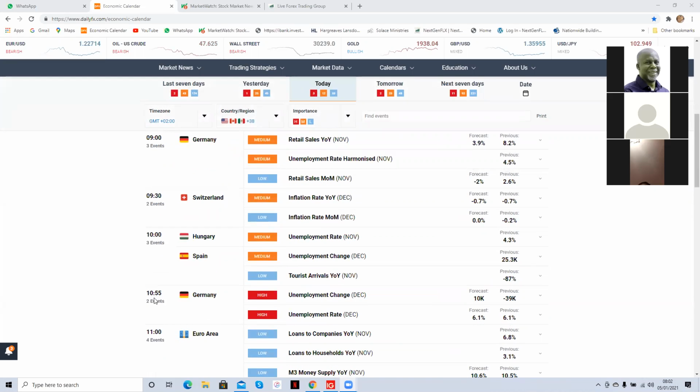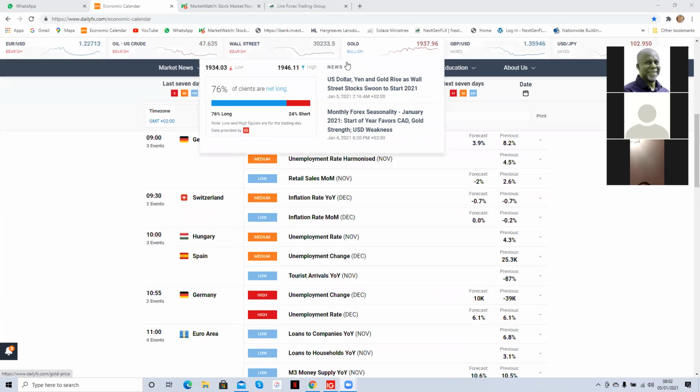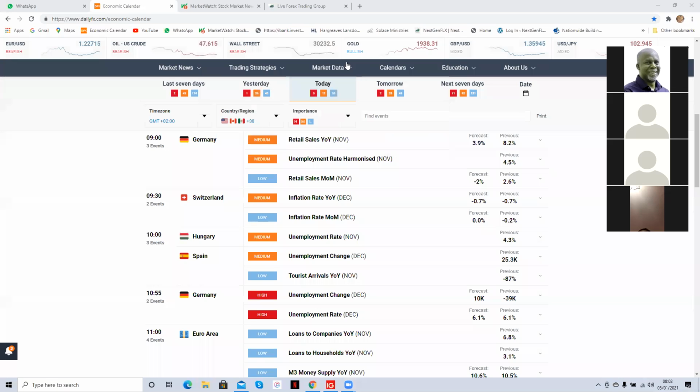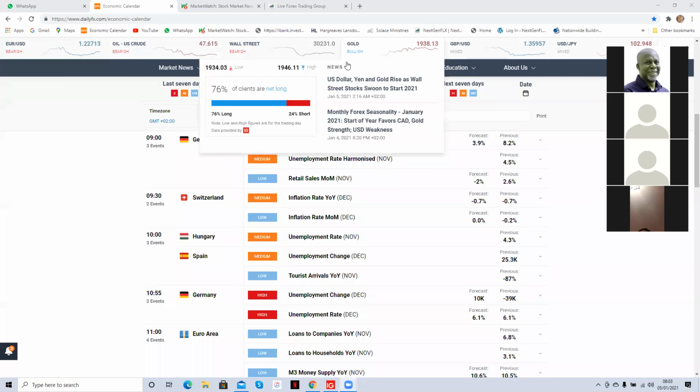So we can see here 1055. Again, this is GMT plus 2 times. 1055, we have the Germany unemployment rate. Again, remember that the 4 reports that are always of major importance are unemployment rate, inflation rate or consumer price index, interest rates, and gross domestic product. So those 4 reports are always of extremely high importance: unemployment, inflation rate, interest rates, and then gross domestic product.